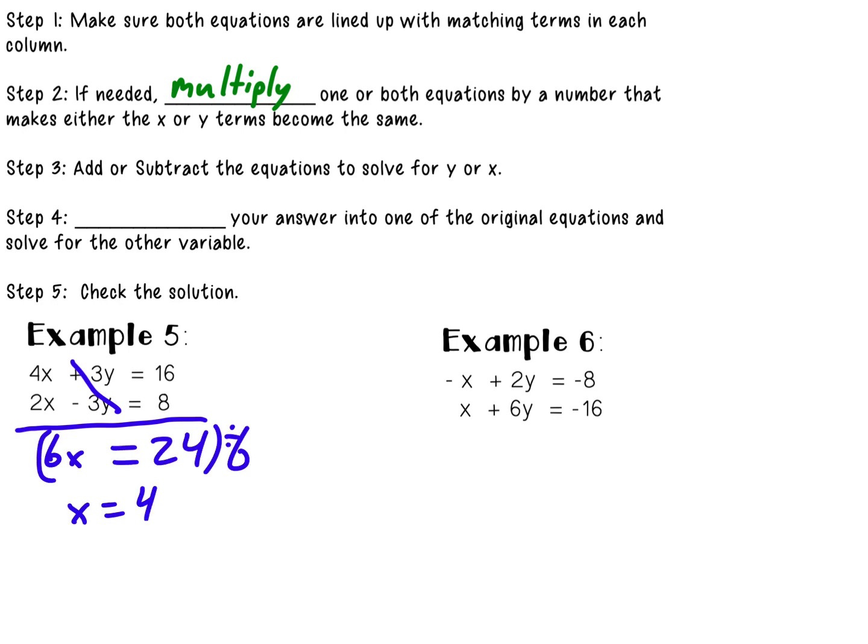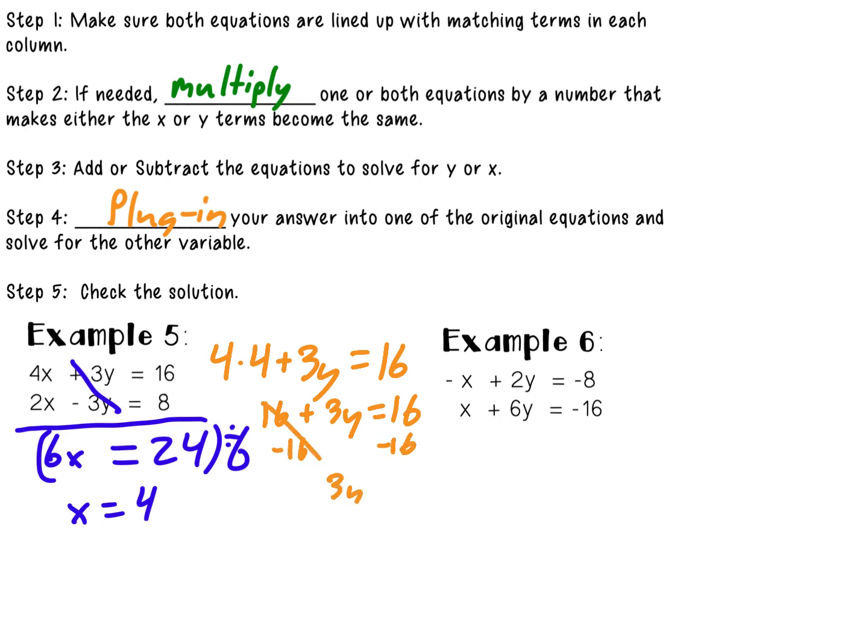However, we're not done yet. We still need to plug in our answer into one of the original equations and solve for the other variable. So let's just pick the first equation, 4 times x, or 4 times 4, plus 3 times y, which we don't know, is equal to 16. We then have 16 plus 3y is equal to 16. And when we subtract 16 from both sides, we get 3y is equal to 0. We can then divide by 3 on both sides and get y is equal to 0.